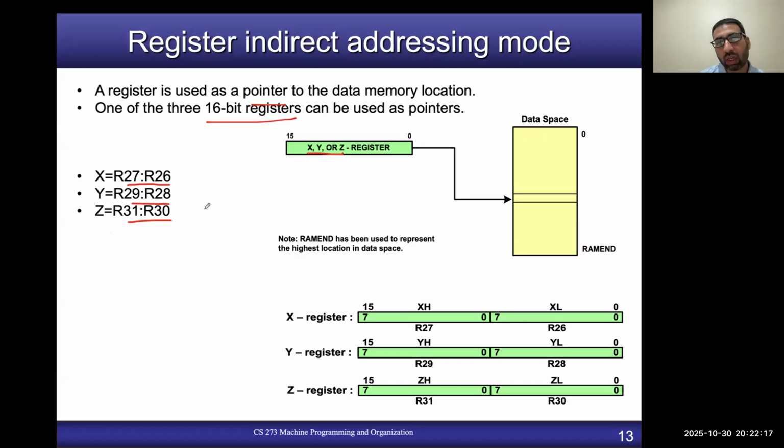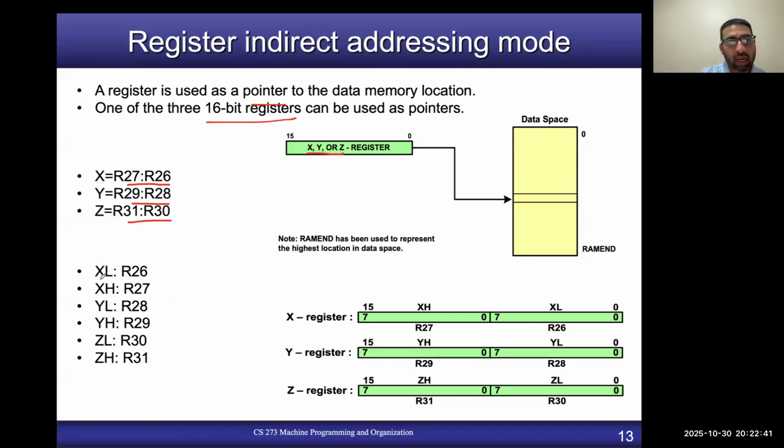Why a 32-bit register? Because the address range, or the size of the memory, is big enough that all of the locations cannot be addressed using an 8-bit register. So we need a combination of two 8-bit registers to make X, Y, and Z.